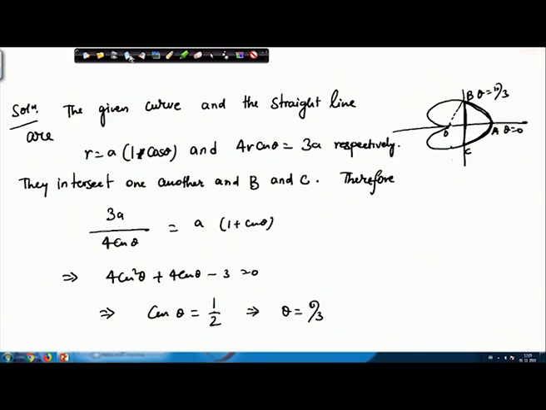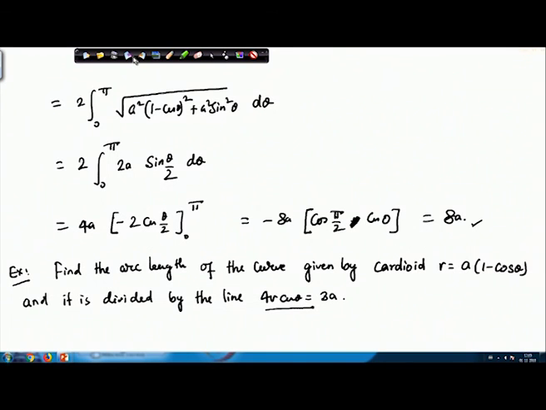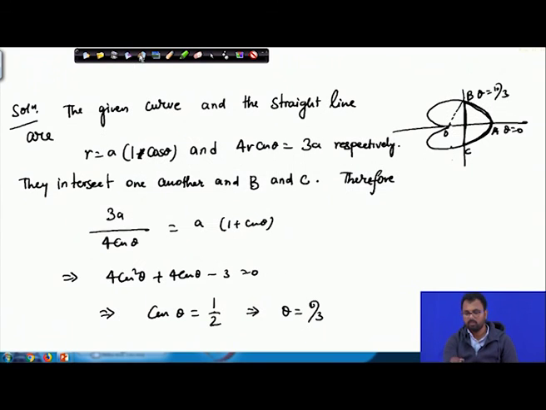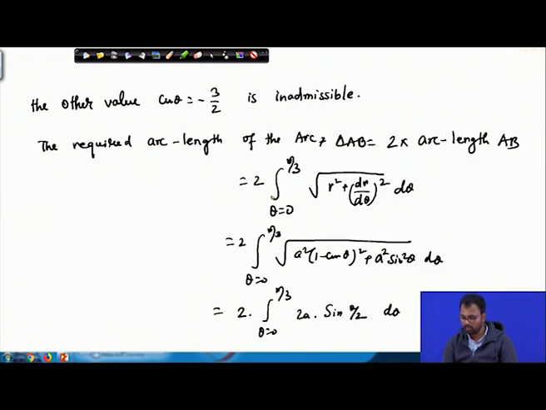So here we saw that we had to calculate the arc length of the curve given by the cardioid, and it is divided by the line. That means this part of the arc length we needed to calculate. Since it is symmetrical, we just calculate one side and multiply it by 2. It's a simple calculation like we did before, and that will give us the required arc length between these two curves.